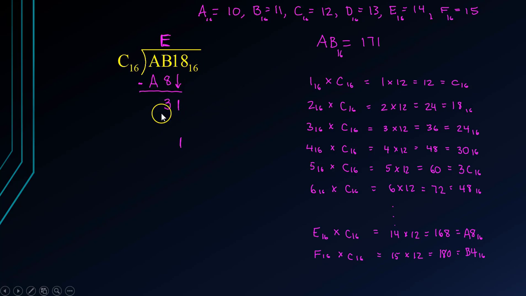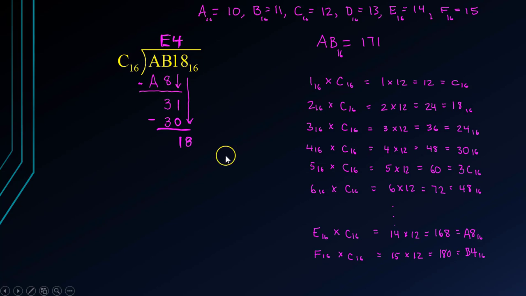I bring down the 1. So this is 31 base 16 now. Now 31 base 16, the closest number I have in base 16 is this number right here, 30 base 16. So I want to multiply C base 16 by 4 base 16. And when I do that, I get the 30. Subtracting that, I do get the 1, which is why that was there. I then bring down the 8. So now I have 18 base 16 divided by C base 16.